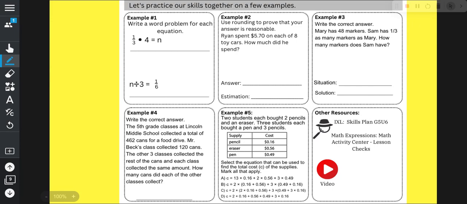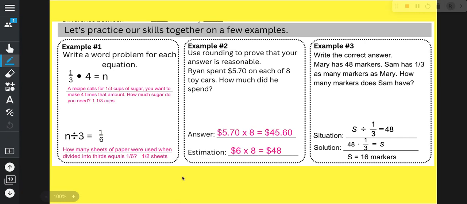It's time to fill out the bottom of the note sheet. Give it a try. Check your answers with the video and see how you did. Welcome back. Let's check our answers.